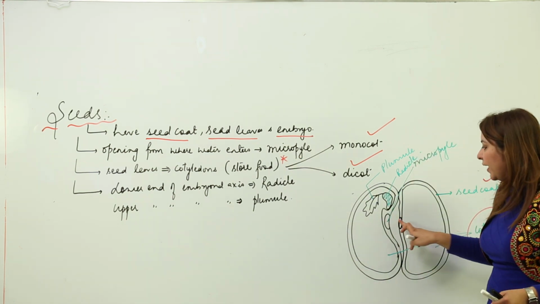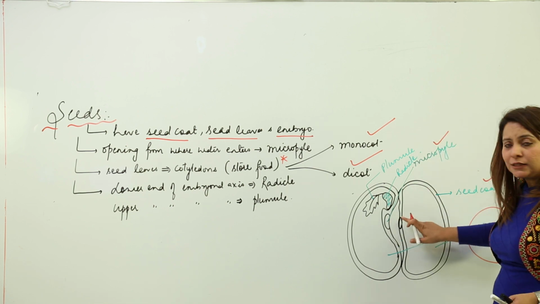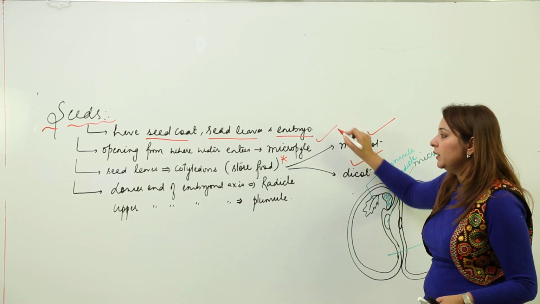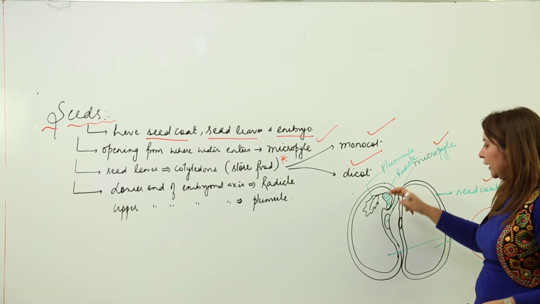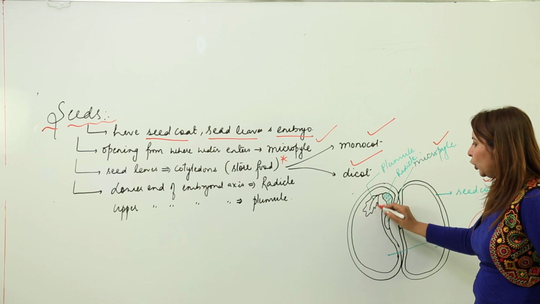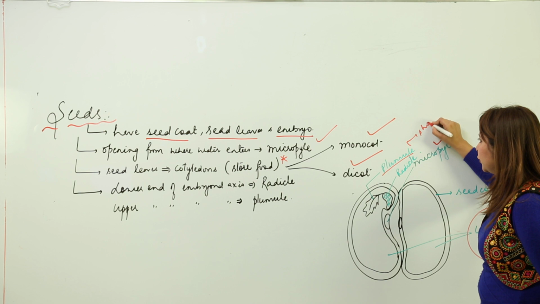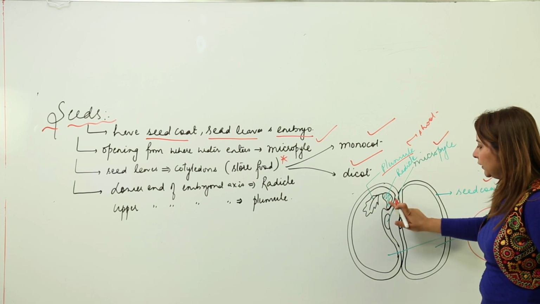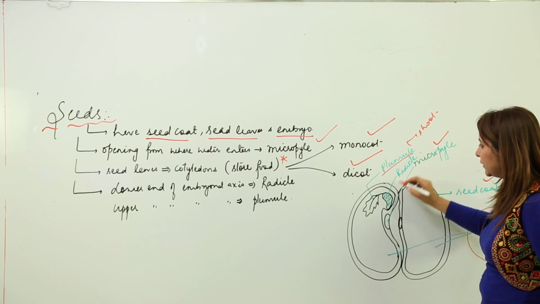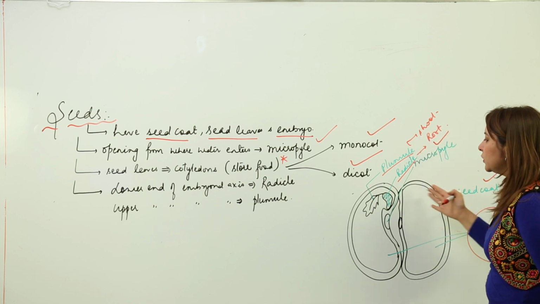The point from where the water enters the seed is called the micropyle. This opening is called the micropyle. From here the water enters. This is the embryonal axis, and the upper end of the embryonal axis is called the plumule, which is the future shoot, and the lower end of the embryonal axis is called the radicle, which is the future root. So this is all about the seed.